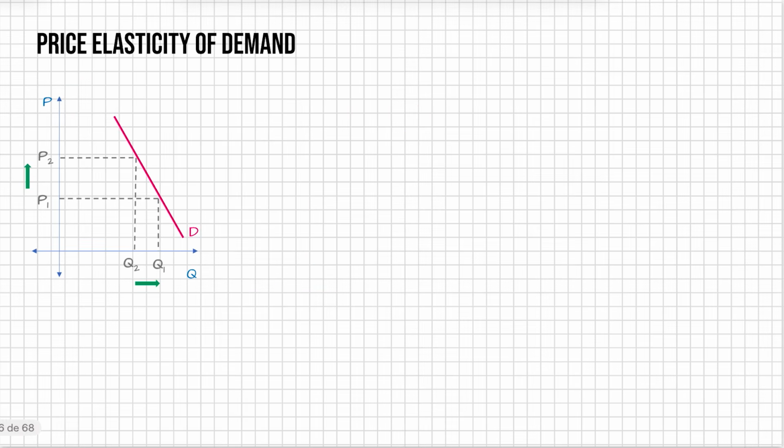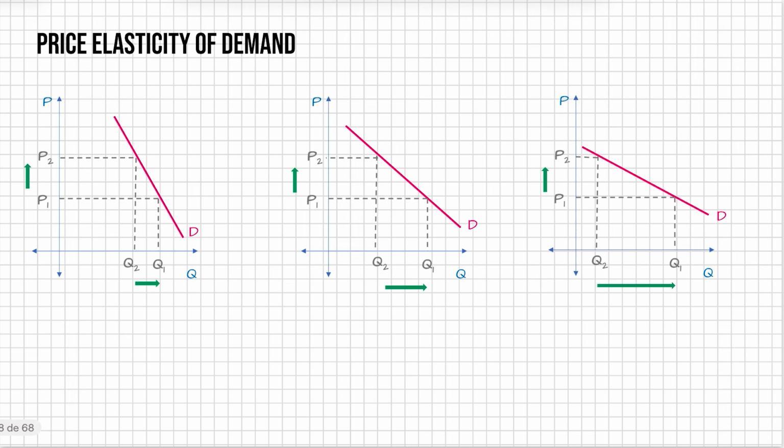Let's look at 3 different scenarios. In all 3, we assume that the price increased from P1 to P2, but notice how the results change based on the slope of the curve. In scenario 1, the curve is very steep. In scenario 2, the curve is less steep. And finally, in scenario 3, the curve is very flat.